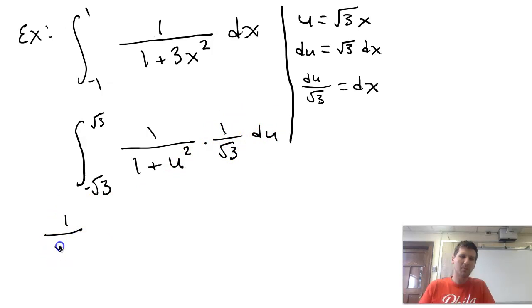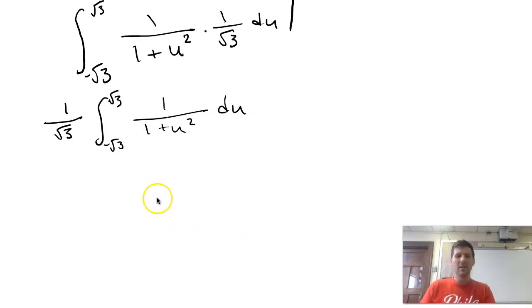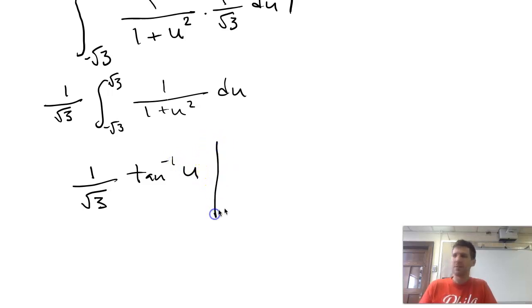So now that I've got 1 over root 3, that's a constant, so that can come out in front of my integral. And then I just have this 1 plus u squared du. And although this is written backwards, the integral of that is one of my known trigonometric integrals, which is just the arctan of u. And then I need to evaluate that at root 3, from negative root 3 to positive root 3.